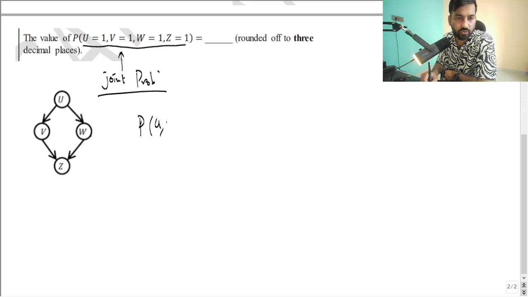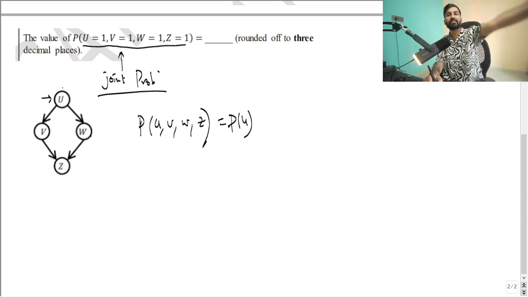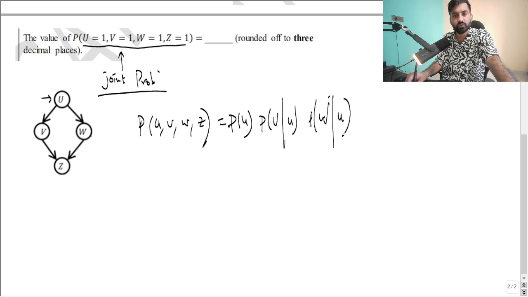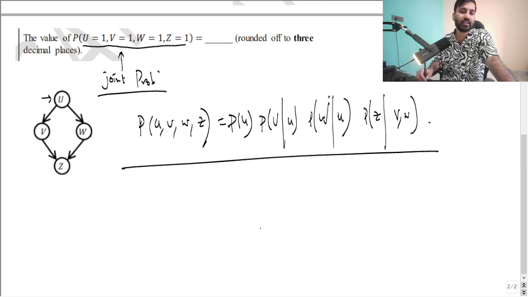I'm not considering this equal to 1 and all. Just write U, V, W, and G, starting from this node. So you can say probability of U, because no other random variable is there before that. And after that, V is occurring. So you can say probability of V given U, probability of W given U, then probability of G given V and W jointly occurring. I hope this makes sense. You guys can write like this.